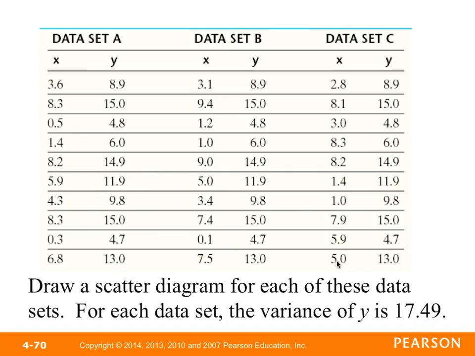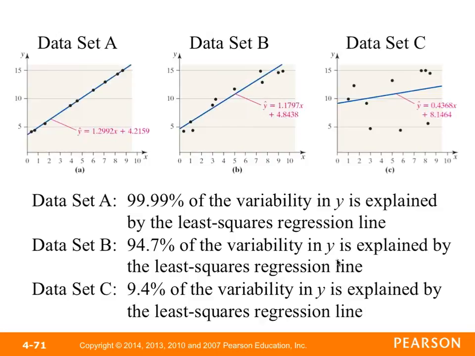Okay, so we want to draw a scatter diagram for the data. For data sets A, B, and C, we have 3 different sets here, just X's and Y's. It tells us that for each data set, the variance of Y is 17.49. If we look at data set A, we have all of these black dots. That's our scatter diagram. We probably use some kind of software like Excel or Minitab to create these regression lines. For data set A, we ended up with a regression line of 1.2992 times X plus 4.2159.